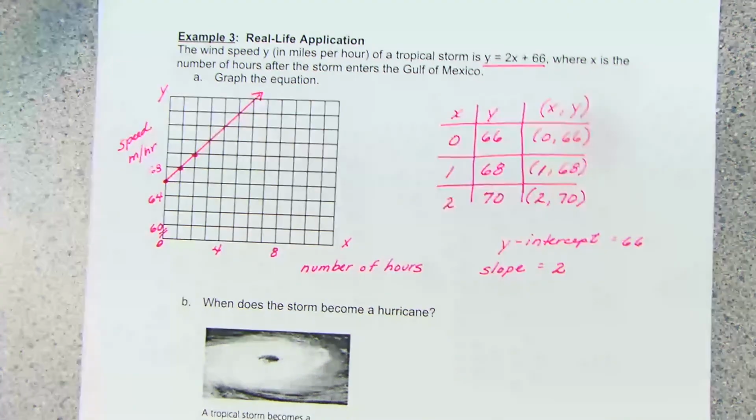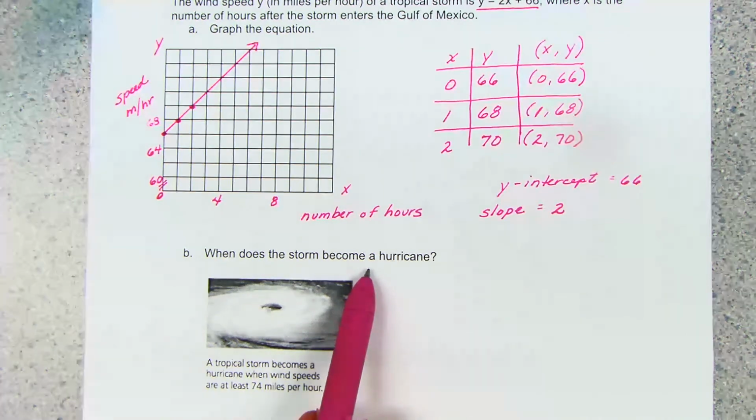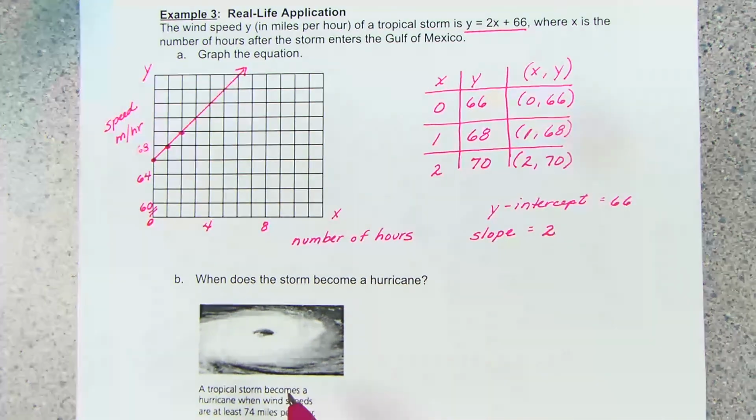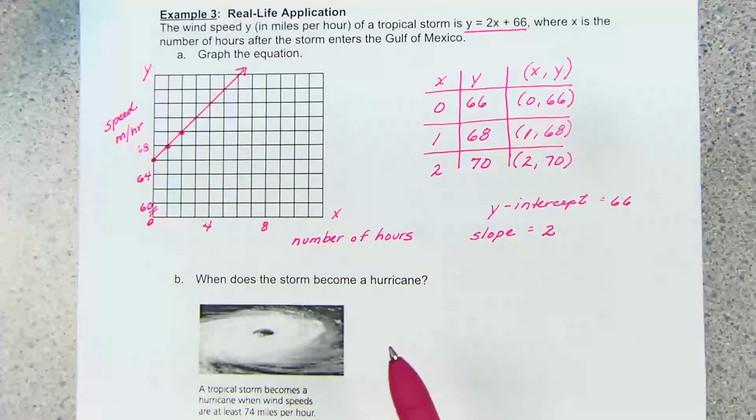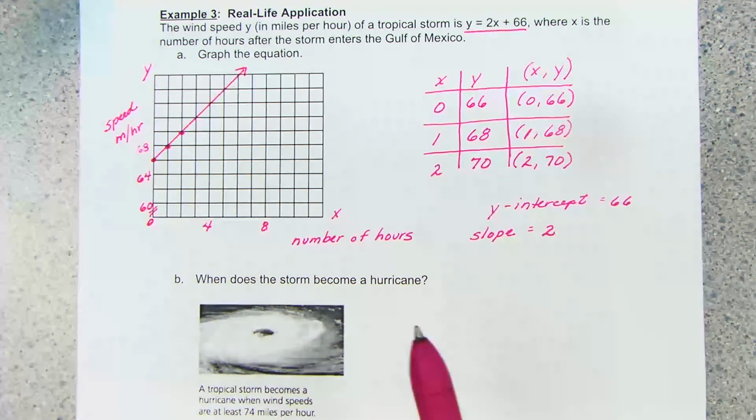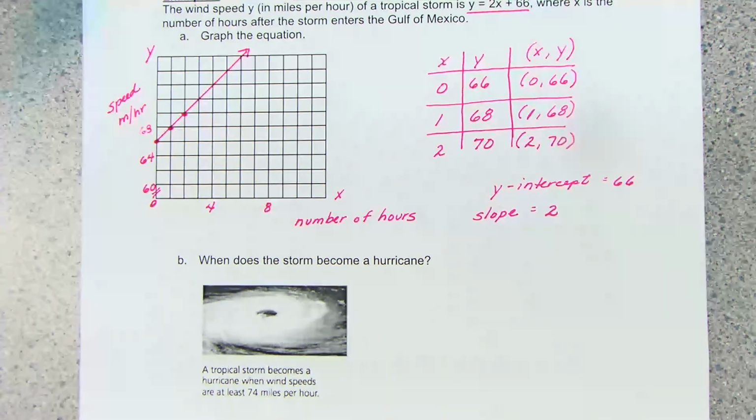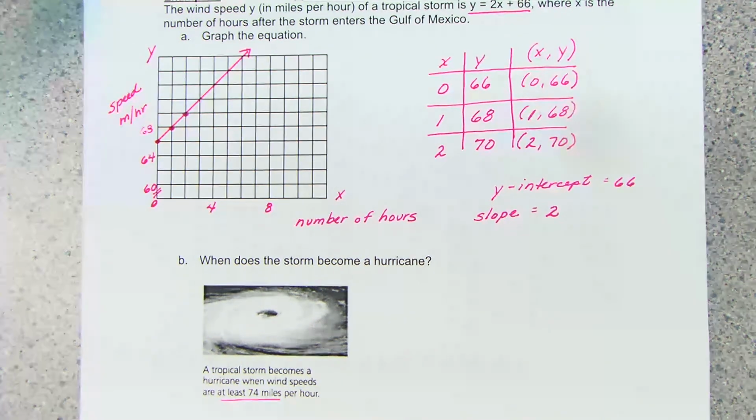All right. So then they ask us, when does the storm become a hurricane? So kind of the whole purpose of collecting data and finding a pattern so that you can make a graph is so that you can make a prediction, right? We want to be able to predict if this storm keeps picking up speed, when will it turn into a hurricane, right? It says that a tropical storm becomes a hurricane when the wind speeds are at least 74 miles per hour.